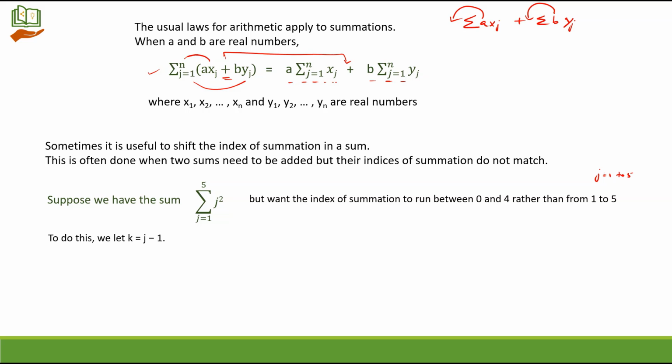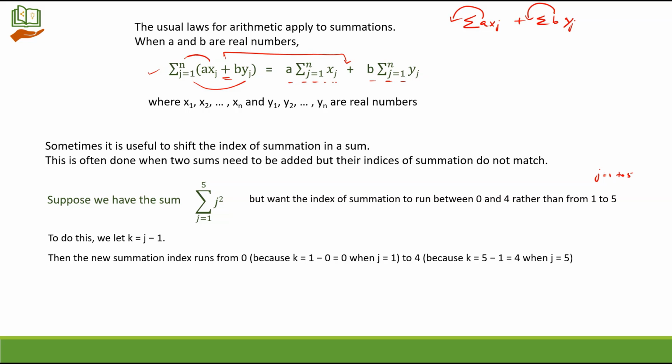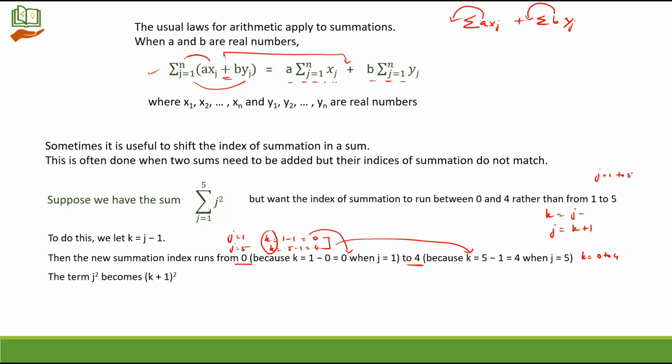To do this, let's take k equals j minus 1. Then the new summation index runs from 0 to 4. When j equals 1, k will be 1 minus 1, which is equal to 0. When j equals 5, k will be 5 minus 1, which is equal to 4. Now what is the limit of the new index k? It is 0 to 4. The term j squared becomes k plus 1 the whole squared. What is j here? We can have it as k plus 1. So from this particular expression, we are bringing it to this form. So when we have a computation called j squared, now this will be k plus 1 the whole squared.